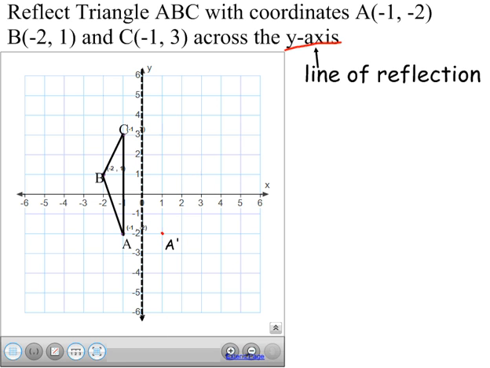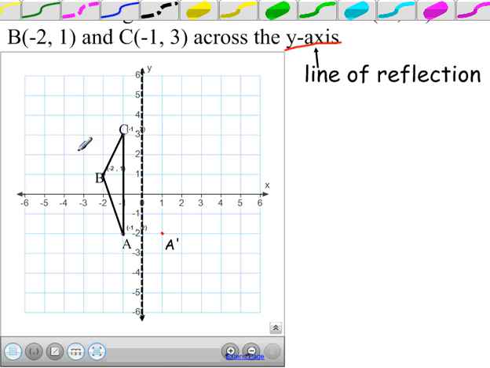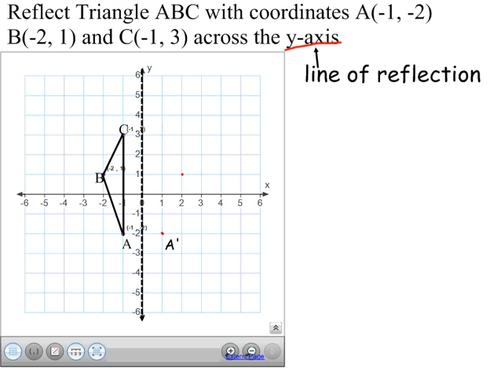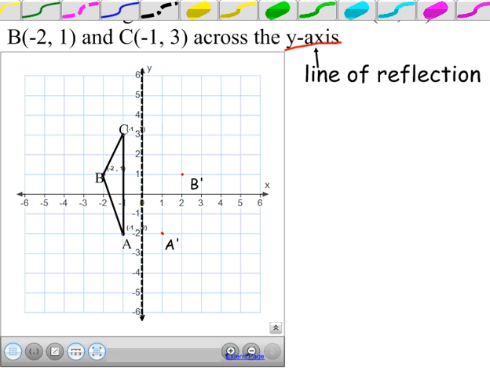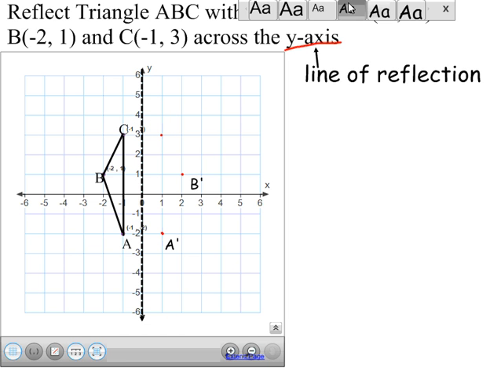Point B is two boxes away from the line of reflection, correct? 1, 2, so I count two boxes on the other side. 1, 2, so point B prime should be right over here. And point C is also one box away from the line of reflection, like A, so I'll count one box away on the other side, and that will give me C prime.